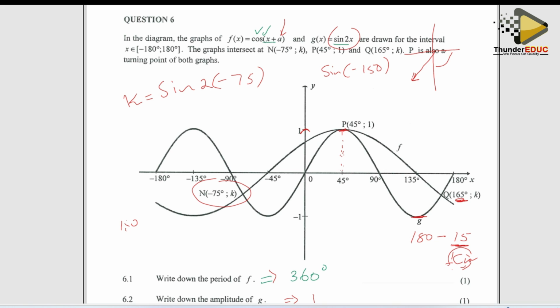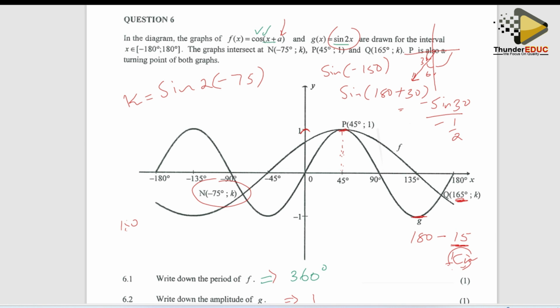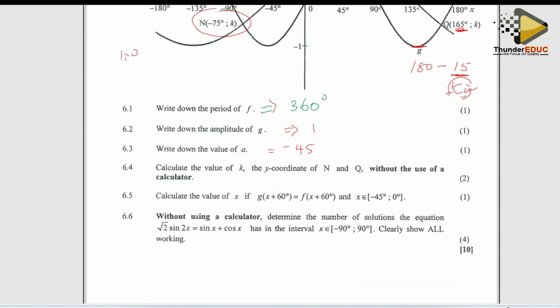So if that is 90, that's going to be 60, this is going to be 30. Which is the same as the sine of 180 plus 30, which becomes negative sine 30. We know that the sine of 30 is a half, which means k is negative a half. That is without using the calculator.